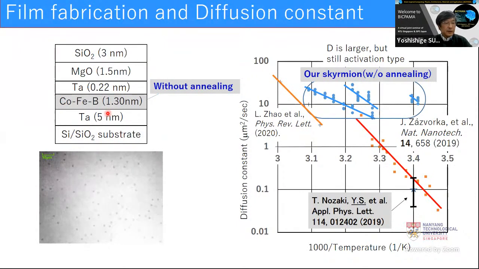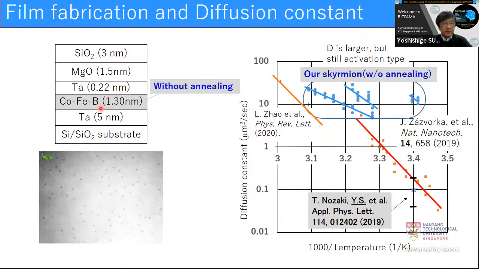Tantalum to cobalt iron boron interface provides interfacial DMI. And the cobalt iron boron to MgO interface provides surface perpendicular magnetic anisotropy. This inserted ultra-thin tantalum layer is to adjust the strength of DMI to the anisotropy.